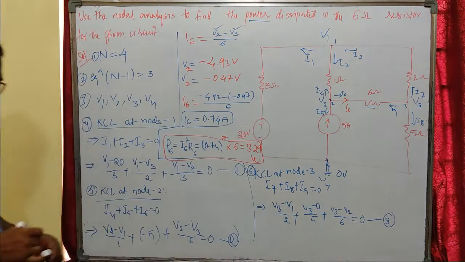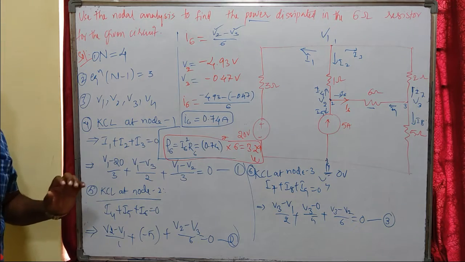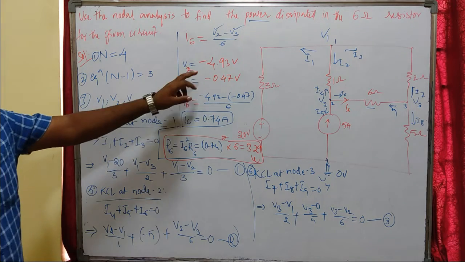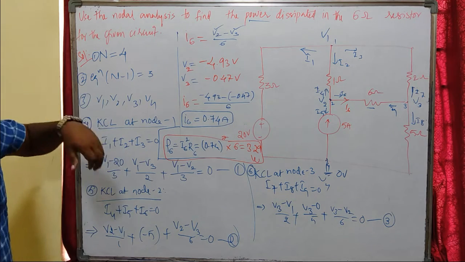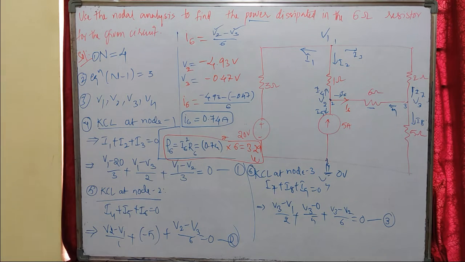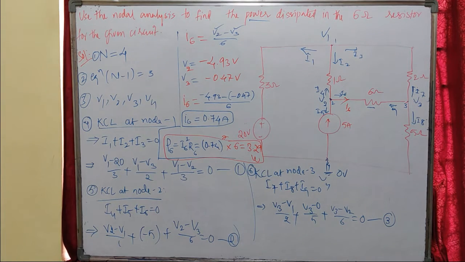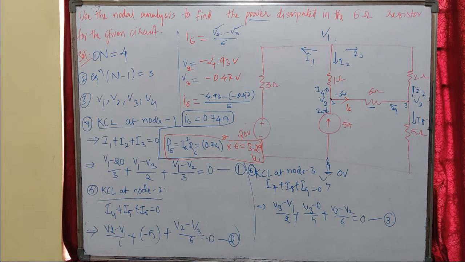So this is how you calculate power dissipation across a resistor. You need to find the current through the resistor. For that you need to get the voltage between either side of the resistor. For that you apply nodal analysis. So this is the process. This is about nodal analysis. In the next class we are going to deal with the super node. So thank you.